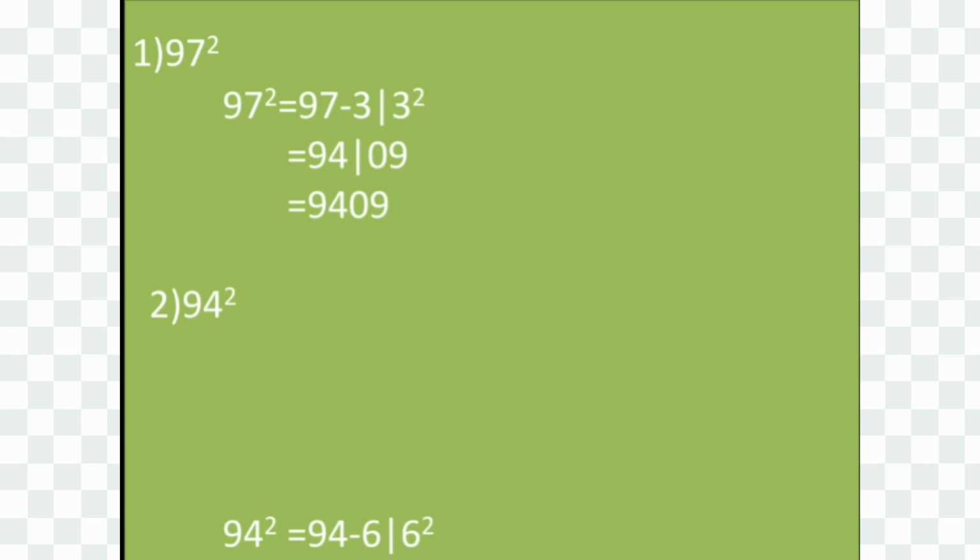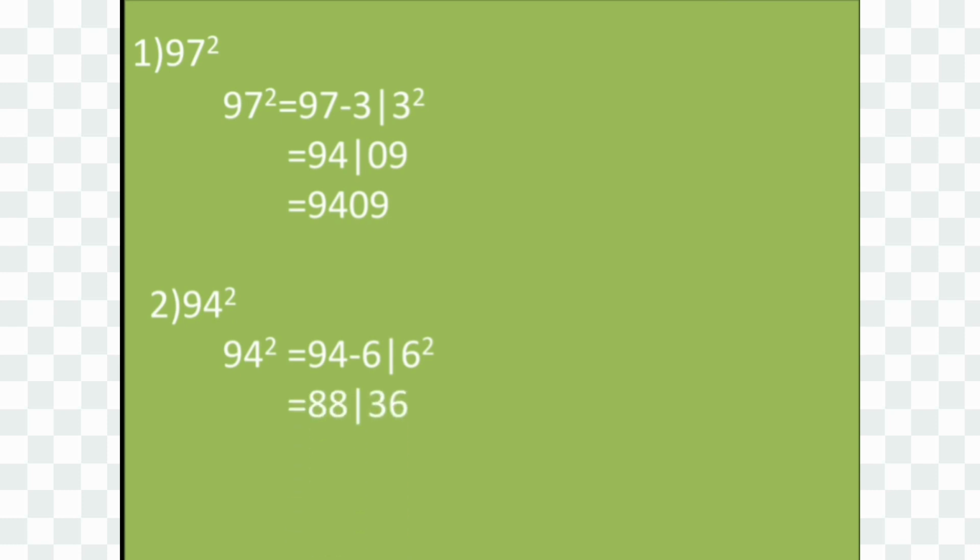94 square. 94 square is equals to, it is 6 less than 100. So subtract 6 from 94, slash 6 square. So 94 minus 6 is 88 and 6 square is 36. Here we got it in 2-digit form, so we don't need to place 0 before the number. Since we got it in 2-digit form already, here is the answer 8836. So 94 square is 8836.